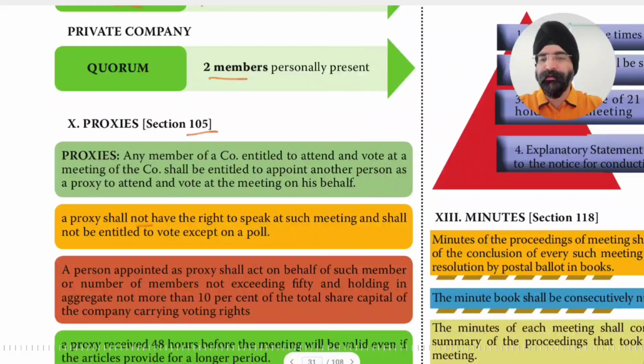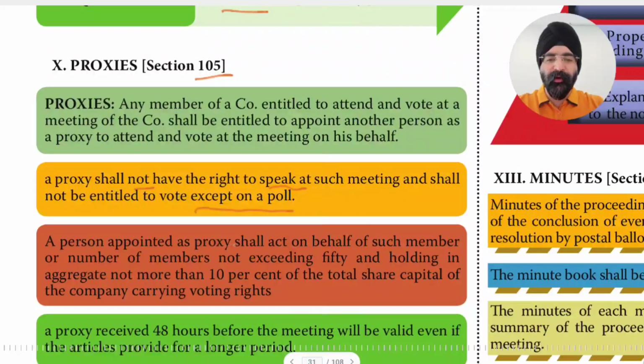Proxies shall not have the right to speak at such meeting, so they cannot speak at the meeting, and shall not be entitled to vote except on a poll. It means they cannot vote on a show of hands, they do not have the right to speak, and they do not have the right to vote except on a poll.